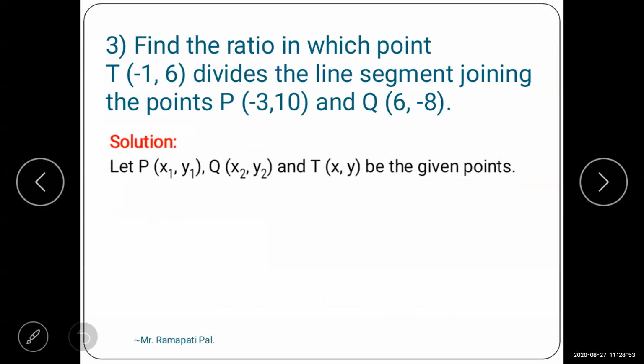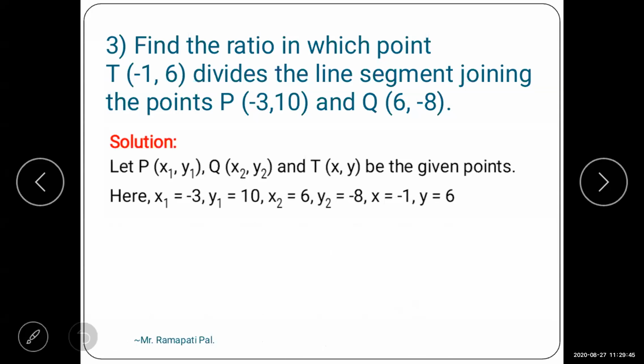So first of all, we have to label it. What are P, Q and T? They are present in the diagram. And then, okay. So X1 is what? Can you tell me what is X1? Yes, very good. X1 is -3, Y1, X2, and Y2. X is -1, Y is 6. Very good.